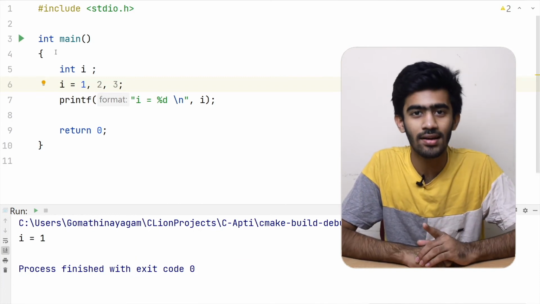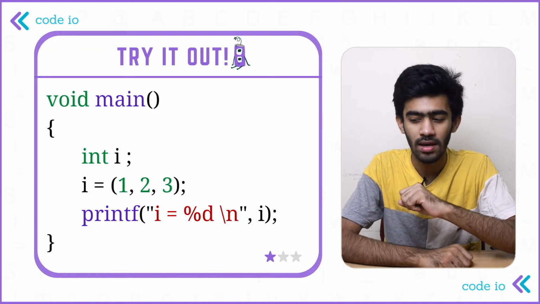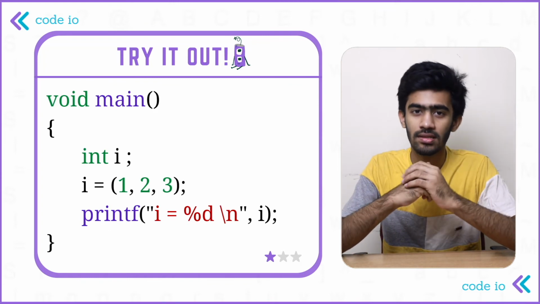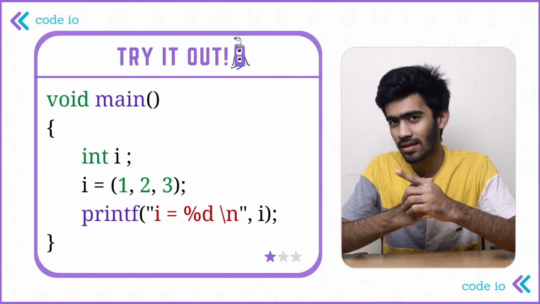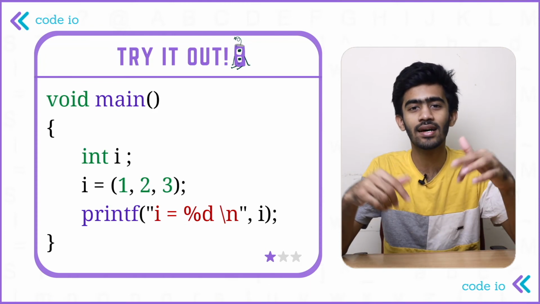Now let's move on to the try rotation. So we have done a slight variation to the question that we just solved. We have added parenthesis to the front and to the back of these numbers. So with this parenthesis, does the output that we just solved change? Let me know your answers in the comment section below.